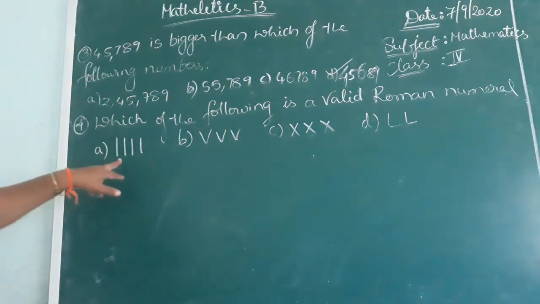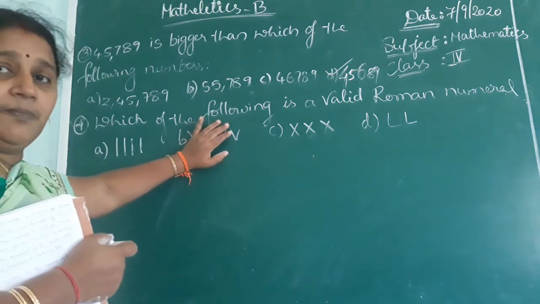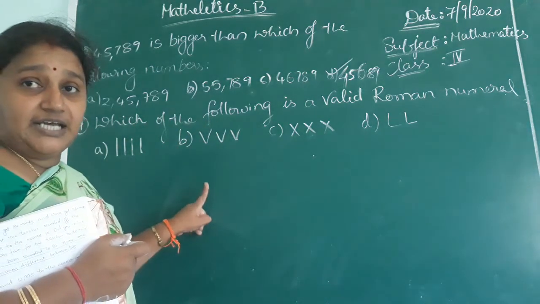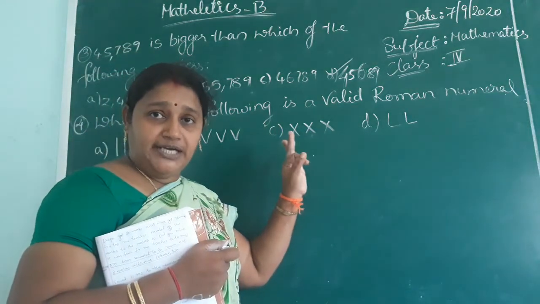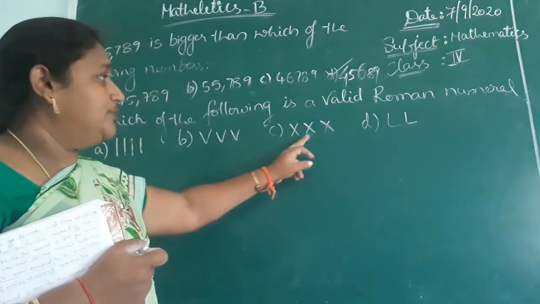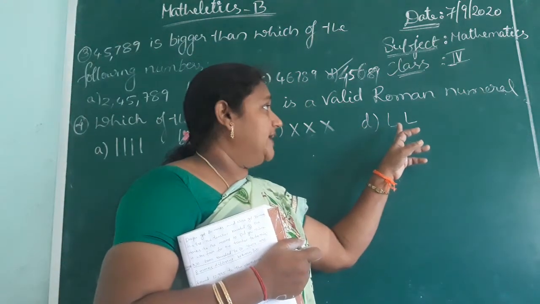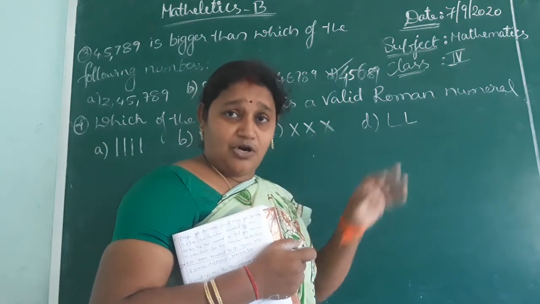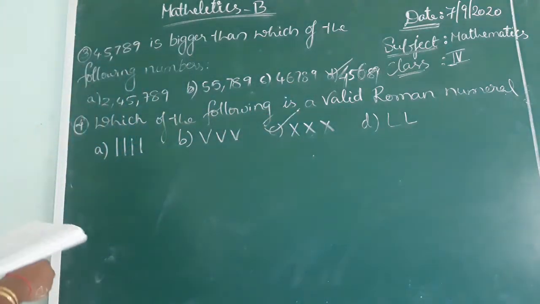We should not repeat I 4 times, so it's not valid. B cannot be repeated, but here they repeated 3 times. It's also wrong. 3 times X. X can be repeated up to 3 times, and how many times is it given? 1, 2, 3. So it's correct. Last, L cannot be repeated, but here they repeated 2 times. So it's also not a valid Roman numeral. So the right answer is C.